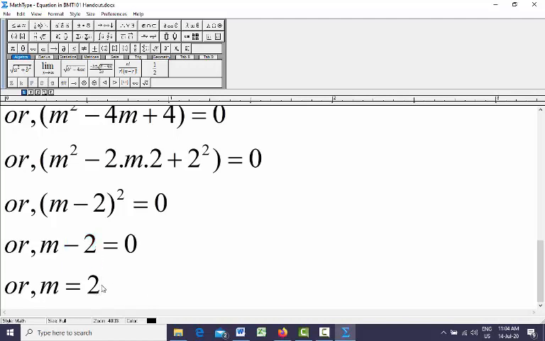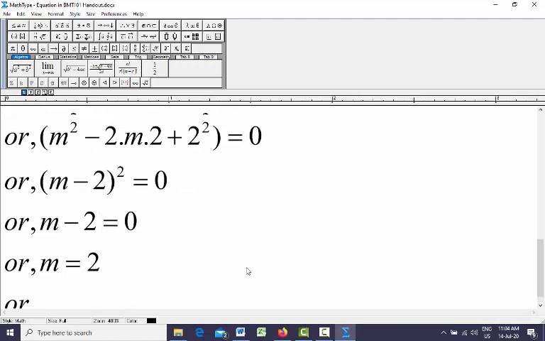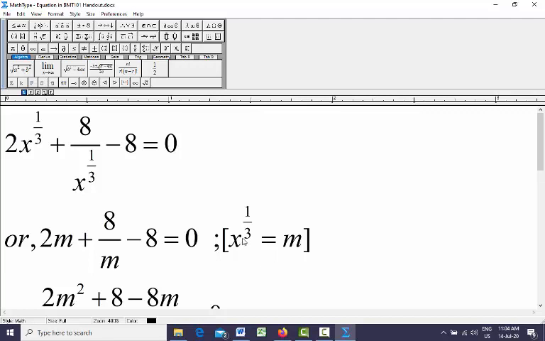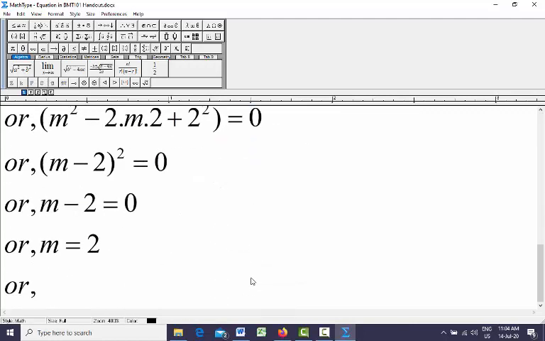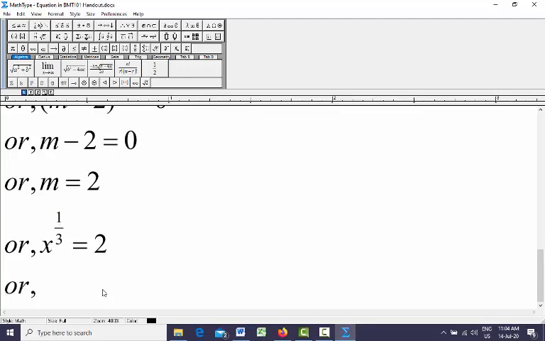That's not the answer, because the question was asking us to find the value of x, not m. So this was the value of m. So x to the power 1 by 3 is equal to 2.